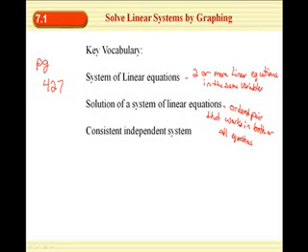And then the last one, a consistent independent system is a linear system that has exactly one solution. That means one answer. Okay, so let's get into this and we're going to learn how to solve linear systems three ways. We're going to learn how to do it by graphing, by substitution, and then by adding and subtracting.